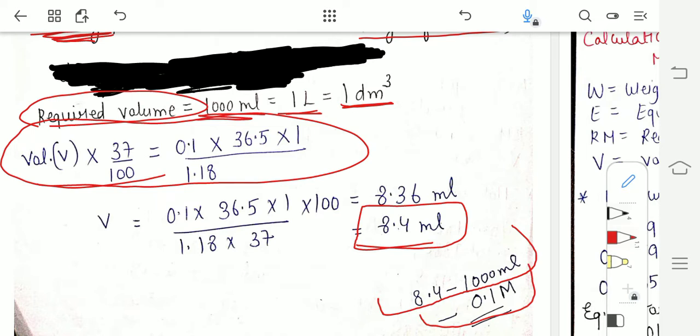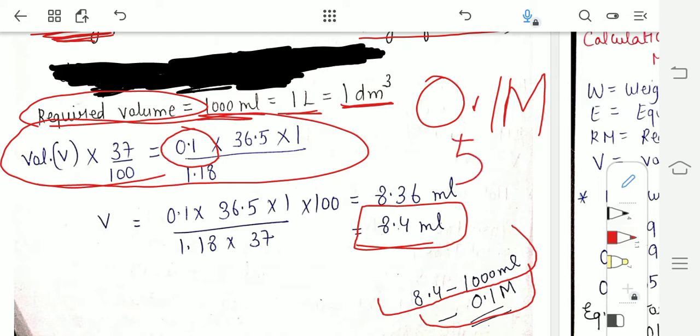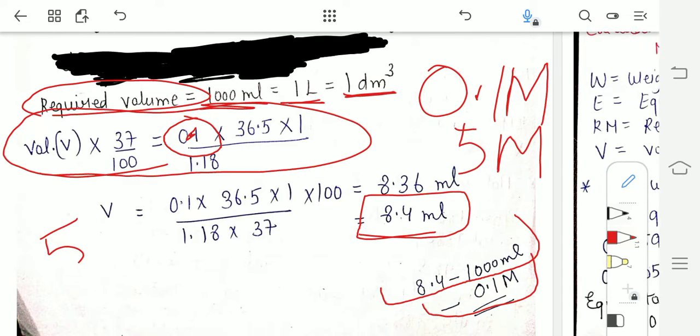Here we have taken 0.1 M because our requirement was to prepare a solution of 0.1 M. Instead, if we were asked to prepare a solution of 5 M, then instead of 0.1 M we would take 5 M. So accordingly, the calculations will be done according to our requirement. I hope this is clear to you.